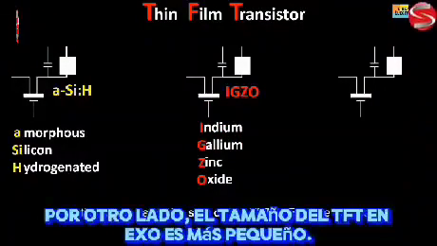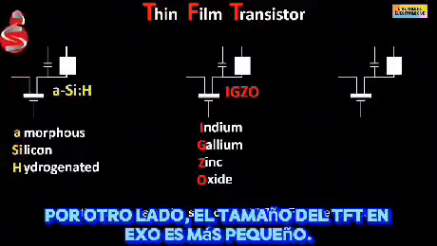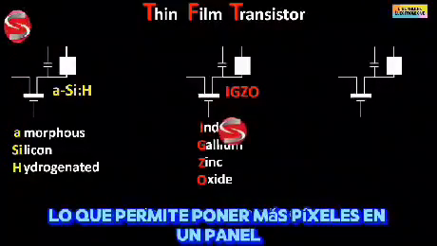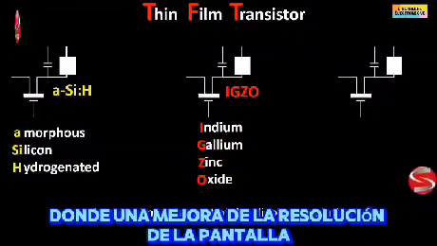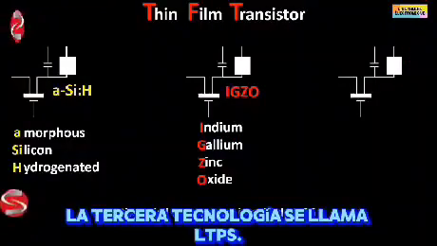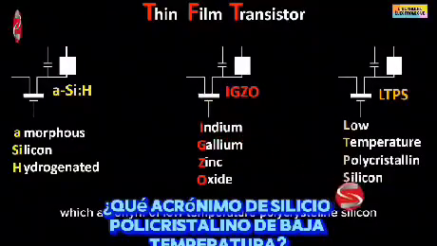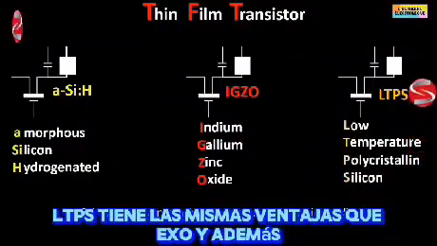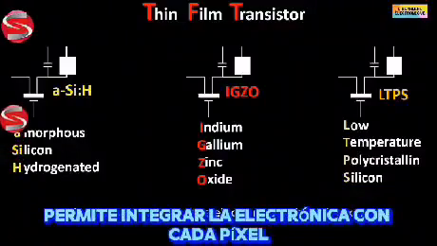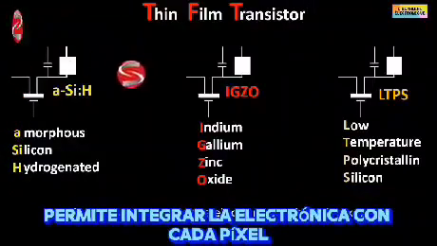On the other hand, the size of the TFT in IGZO are smaller, which allows putting more pixels in a panel, hence an improvement of the display resolution. The third technology is called LTPS, the acronym of low temperature polycrystalline silicon. LTPS has the same advantages as IGZO, and in addition it allows integrating the electronics with each pixel.